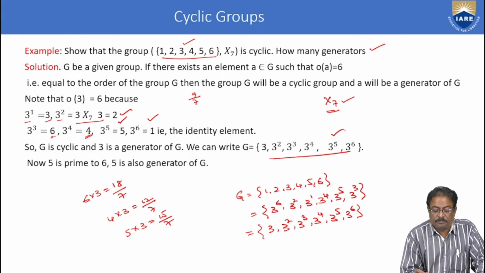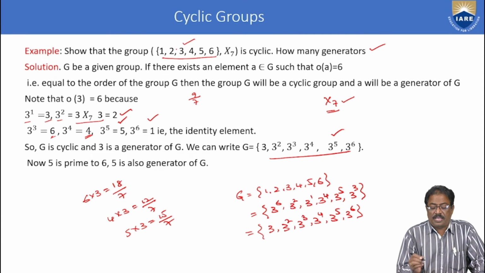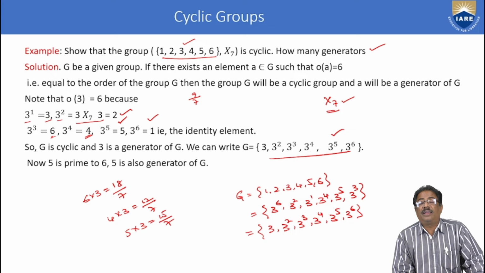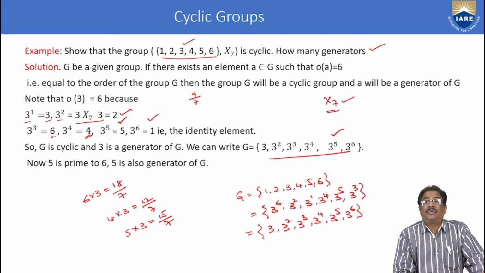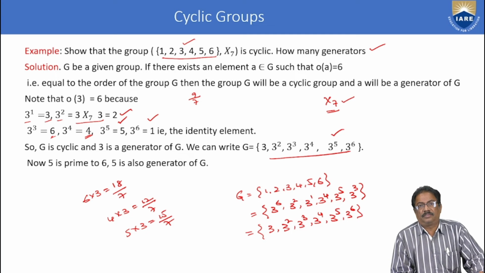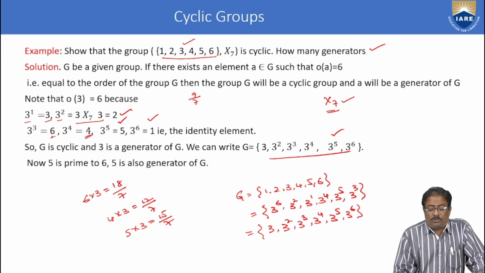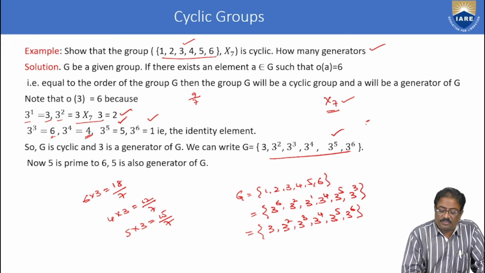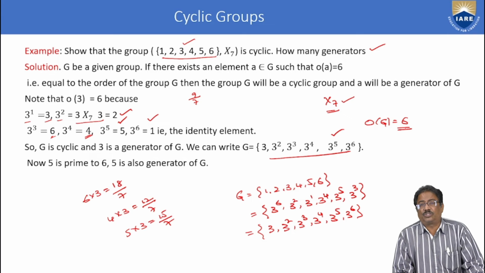Each and every element of G can be represented as integral powers of 3. So we can say that 3 is the generator. Now, what is the order of G? The order of G is equal to 6.